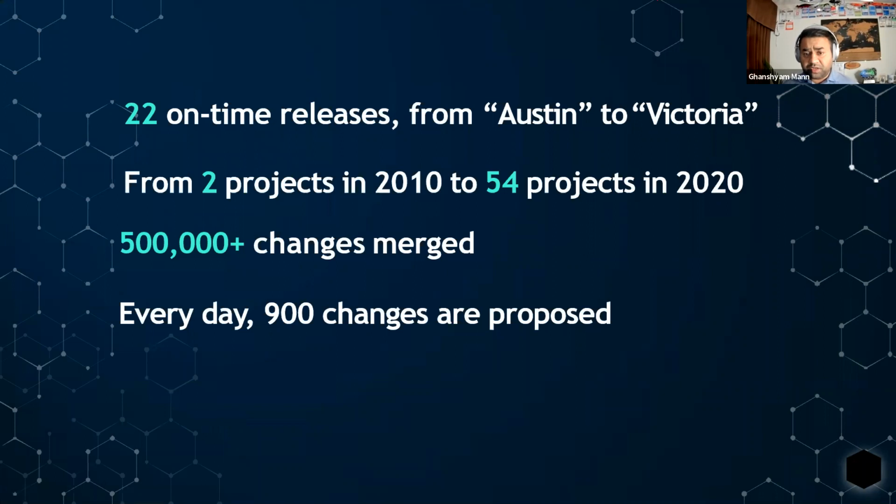Till now, we have had around 22 on-time releases. Till the Victoria release, it's 22 on time. We had 2 projects in 2010, Nova and Swift, and now we have more than 54 projects. 500,000 plus code changes have been merged, and every day on average we see 900 changes being proposed. They run under the CICD and all this stuff, which we'll talk about next.